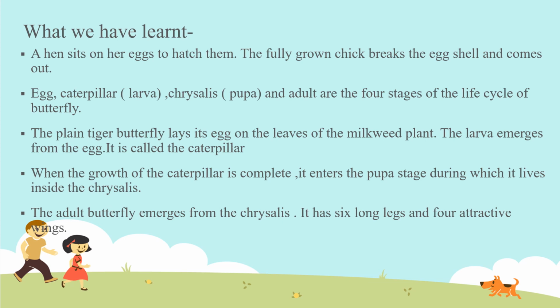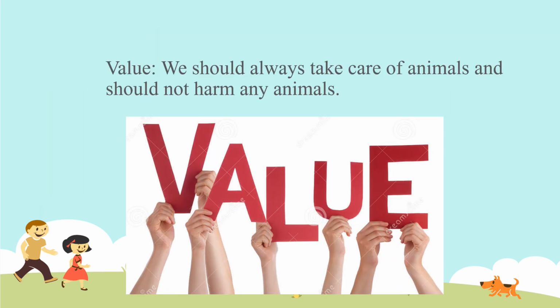When the growth of the caterpillar is complete, it enters the pupa stage, during which it lives inside the chrysalis. The adult butterfly emerges from the chrysalis. It has six long legs and four attractive wings. So, what value do we get from this chapter? As this chapter is based on animals, we should always take care of animals and we should not harm any animals. Thank you.